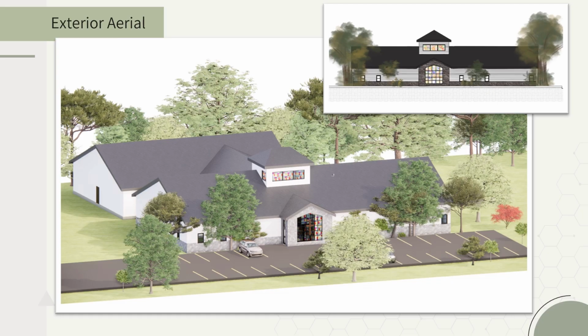And here is the final exterior aerial view. You can see that there are stained glass panels in those existing windows. I brought up the stone all the way to the top and darkened the roof color just a little bit.